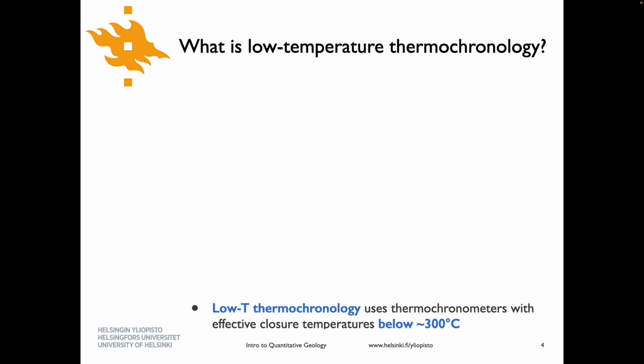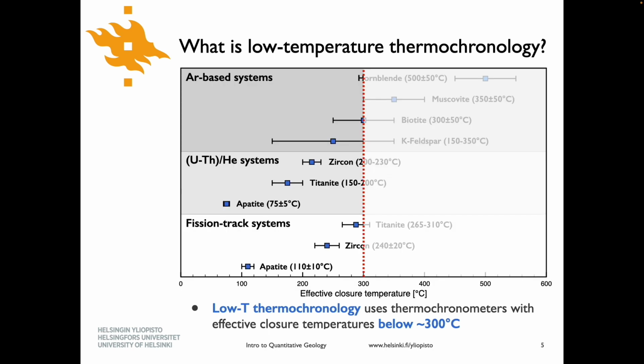When we talk about low temperature thermochronology, we're normally talking about thermochronometers where the temperature sensitivity, or effective closure temperature, is below about 300 degrees C. That's not a firm classification, and whether you bump that a little higher or lower varies from person to person, but generally we're talking about systems below temperatures of about 300 degrees C. If we break it down into argon-based systems, systems based on helium as the daughter isotope, or fission track, here are the minerals where we're focusing.